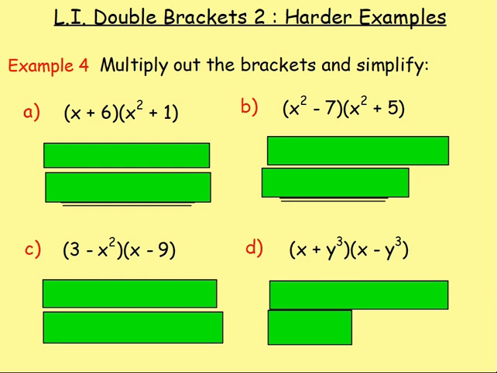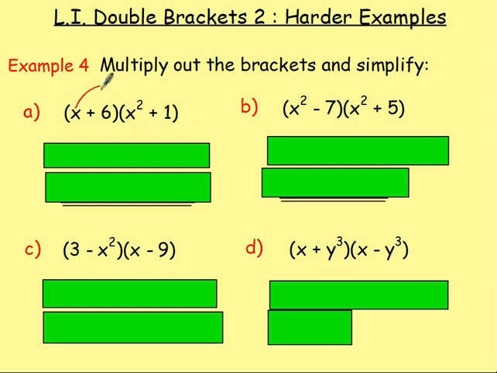So, examples 1, 2, and 3 were in the previous lesson, so we're now starting at example 4. Multiply out these brackets and simplify. So, first of all, we have x plus 6 bracket x squared plus 1. Oh, I remember what you use for these. You use rainbows. You do indeed, yes. When I'm multiplying out double brackets, I always think about rainbows.